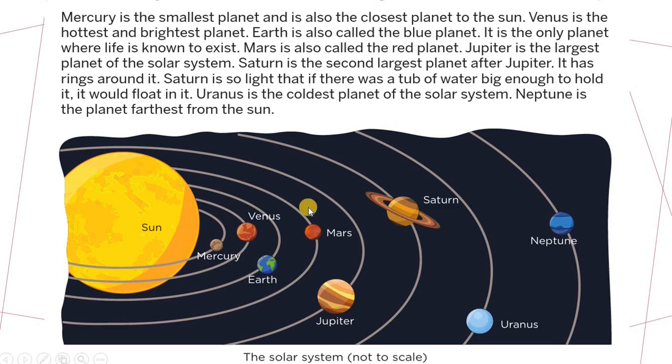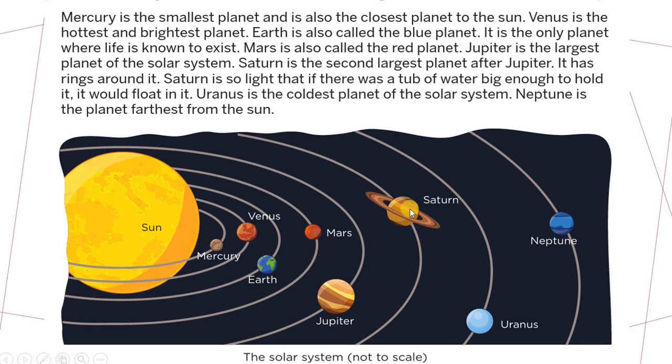Mars is also called the red planet. This is Mars, and it is also called the red planet. It has lots of deposits of oxides which give it this red color, and therefore it's called the red planet. Jupiter is the largest planet of the solar system, and it has the maximum number of satellites also, right?